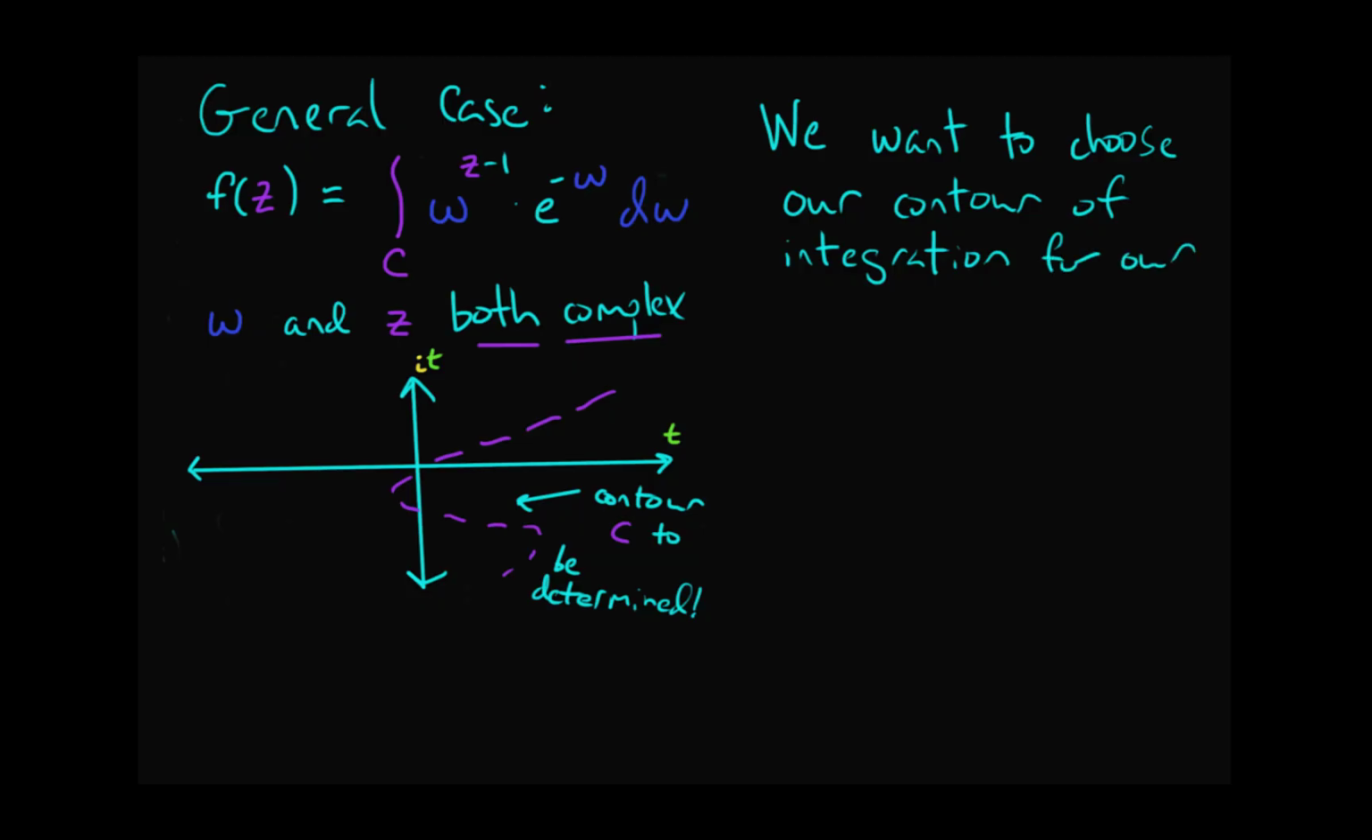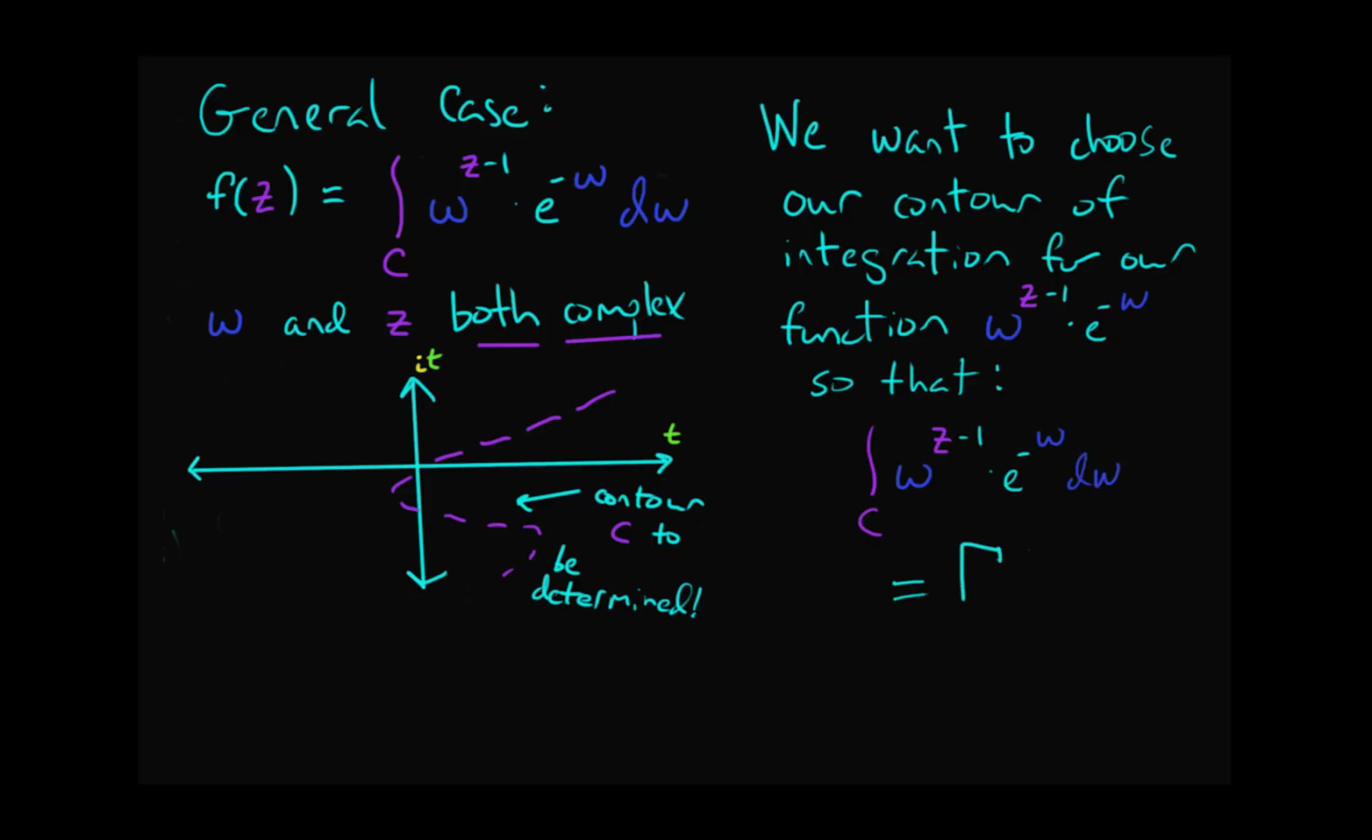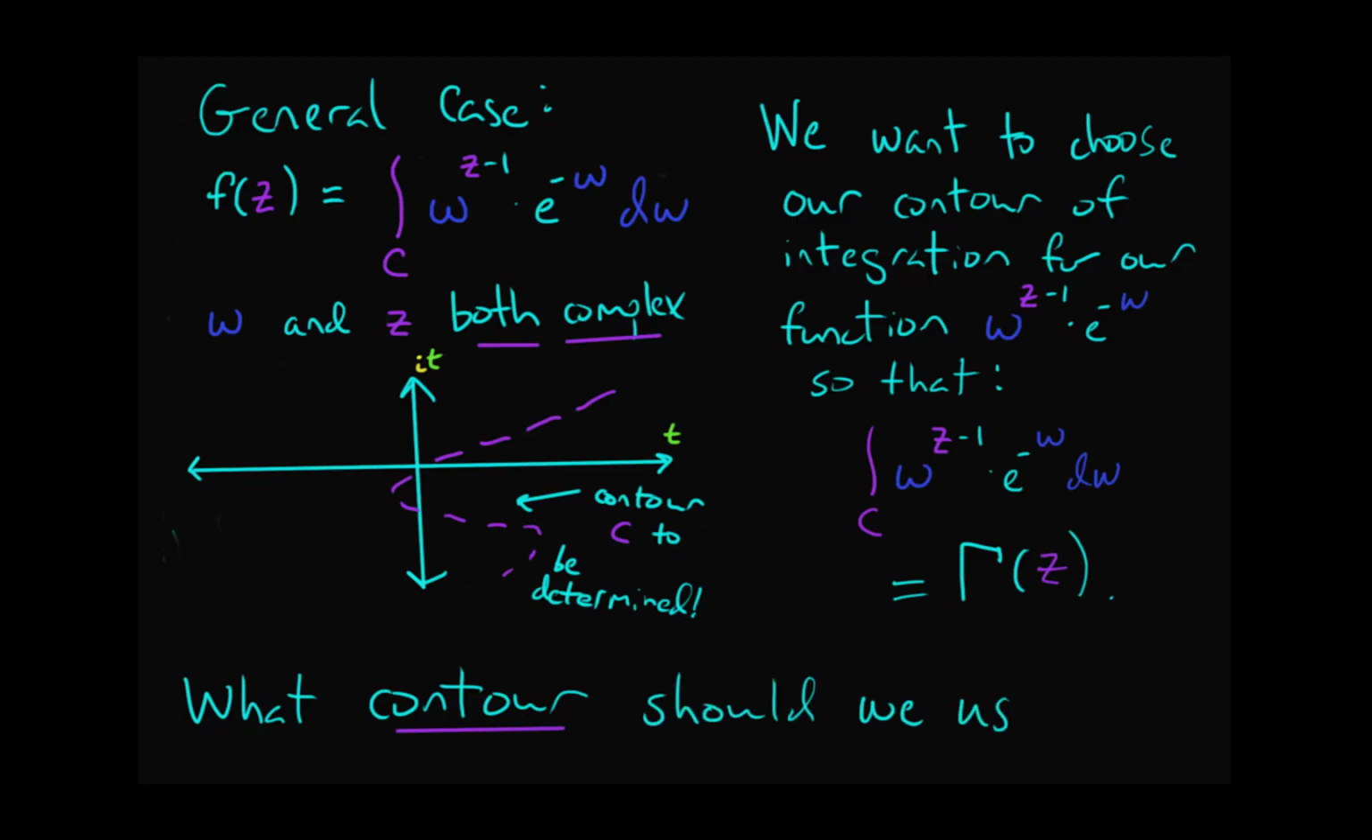And we want to choose our contour of integration for our function w to the z minus 1 times e to the negative w in order to somehow get at a more general definition of the gamma function. So we want this integral over some contour C of w to the z minus 1 times e to the negative w dw to equal gamma of z. That's our goal. Now we're not going to get exactly that for the result, but that's what we're aiming for. So what should our contour look like?